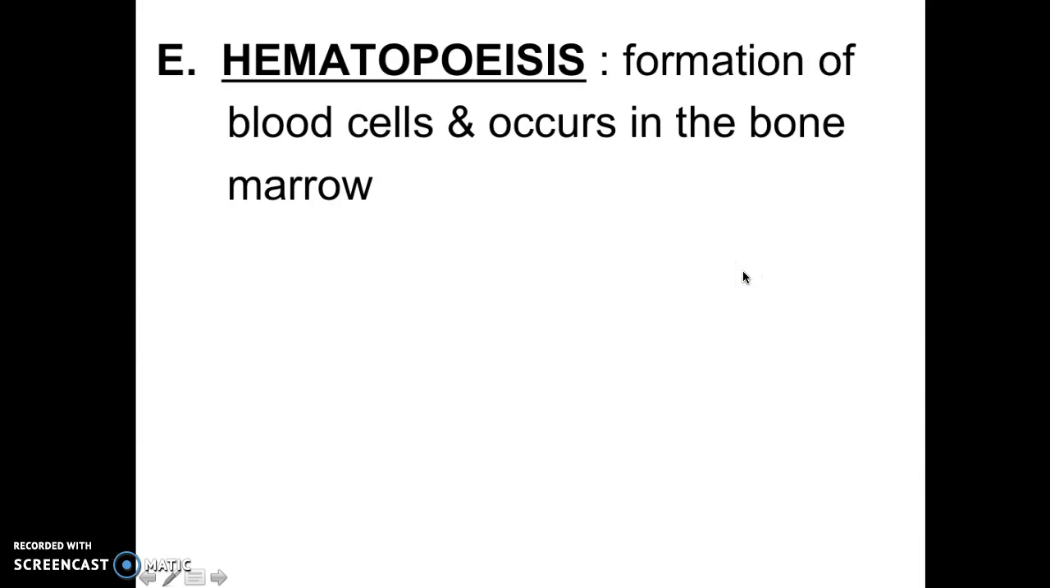So hematopoiesis, this means the formation of blood cells. This occurs in the bone marrow. So hematopoiesis is the formation inside the bone. So we took the bone, cut it, like broke it in half, and looked inside. You may remember the chicken wing lab. We looked at the bone marrow. Hematopoiesis is that formation.